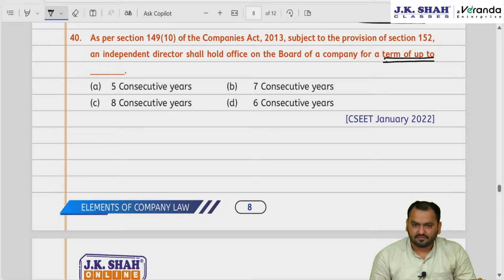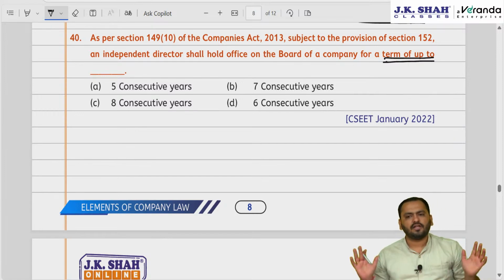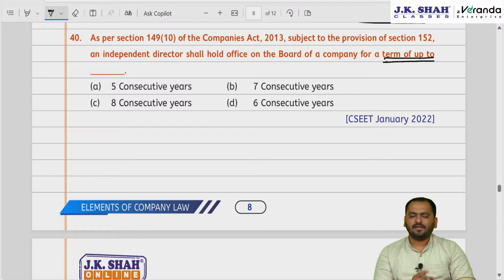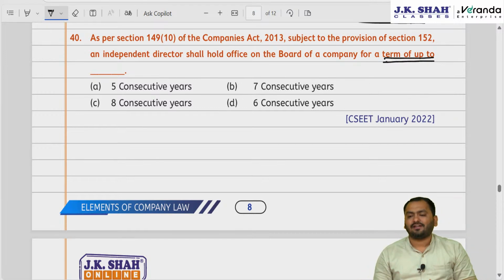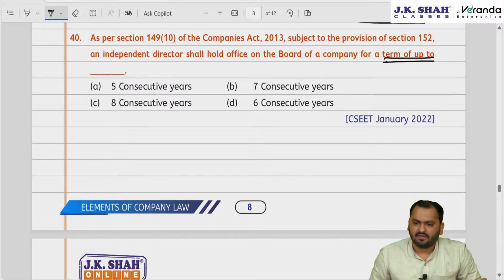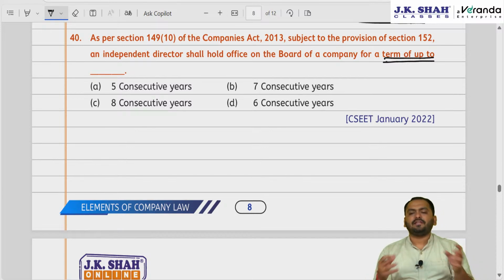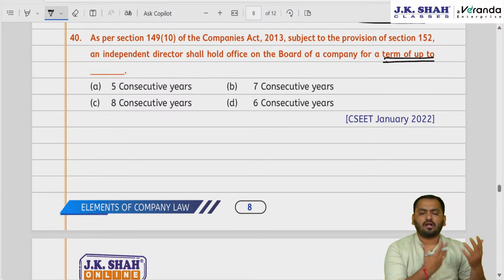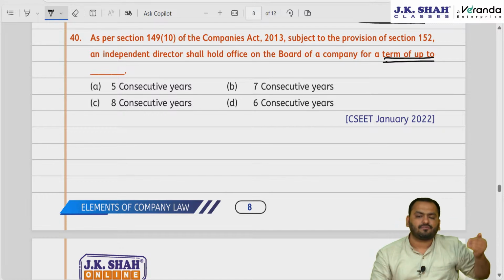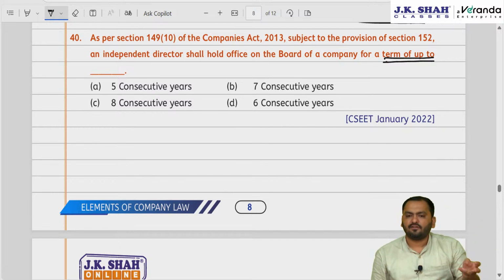149 subsection 6, yes. Because independent director is a person who is unbiased, who is not going to take the favor of company, who is not going to take the favor of investors also. Right is right, wrong is wrong. He is going to be unbiased. So for acting as an unbiased person, he will have to satisfy certain eligibility criteria, right? Like for example, he or his relative may not have a connection with the company, company's holding company, subsidiary company, associate company, and so on.